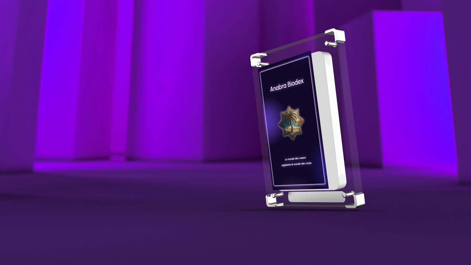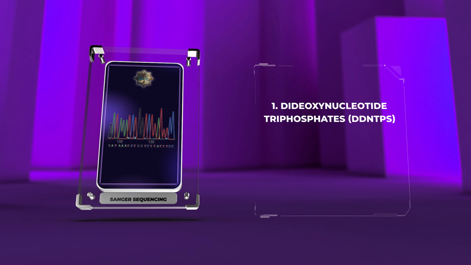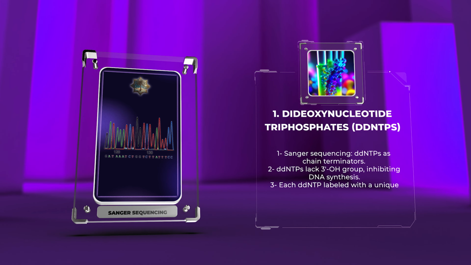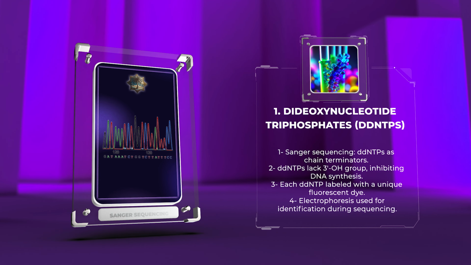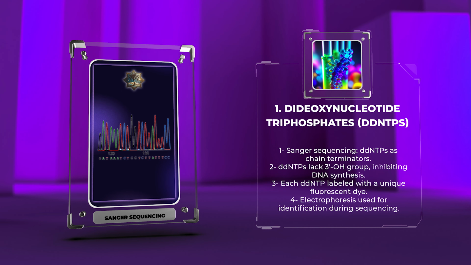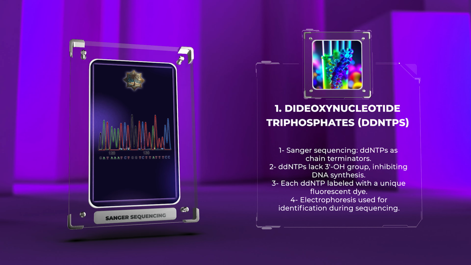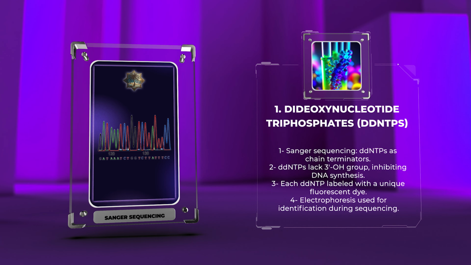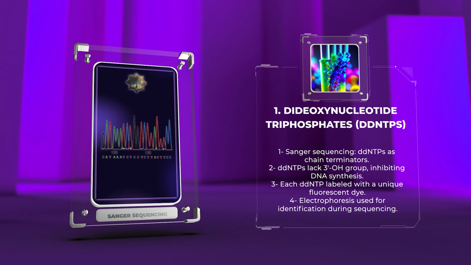In Sanger sequencing, ddNTPs are used as chain terminators to halt DNA synthesis. These modified nucleotides lack a 3' OH group, inhibiting further extension of the DNA strand. Each ddNTP is labeled with a unique fluorescent dye, allowing for identification during electrophoresis.